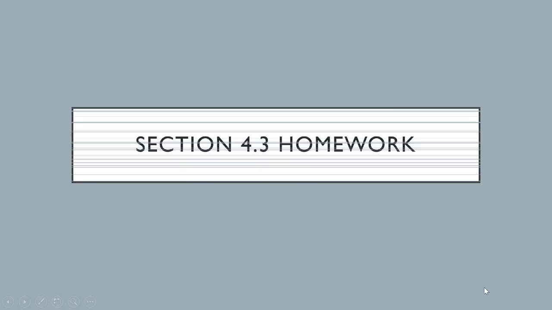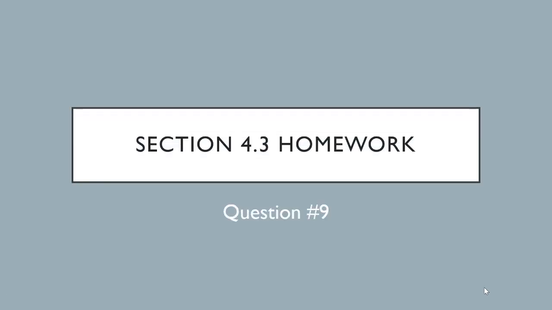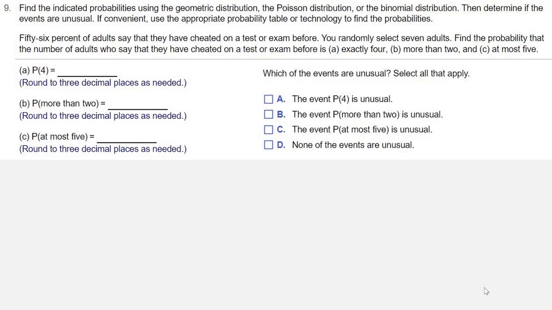We're looking at homework from section 4.3. This is question number 9. Find the indicated probabilities using the geometric distribution, the Poisson distribution, or the binomial distribution. Then determine if the events are unusual. If convenient, use the appropriate probability table or technology to find the probabilities.